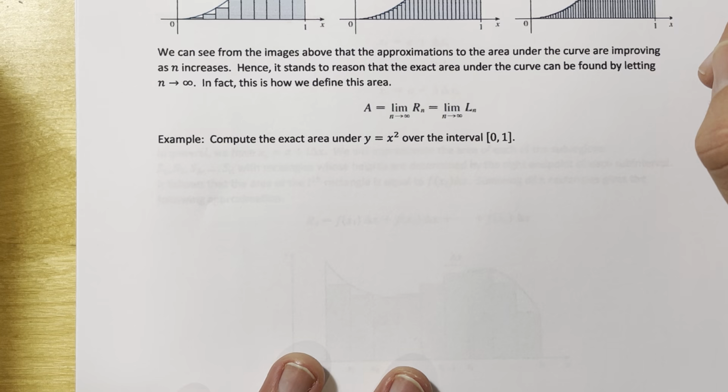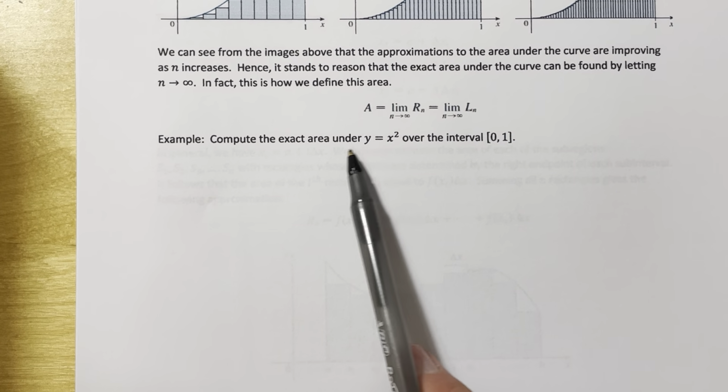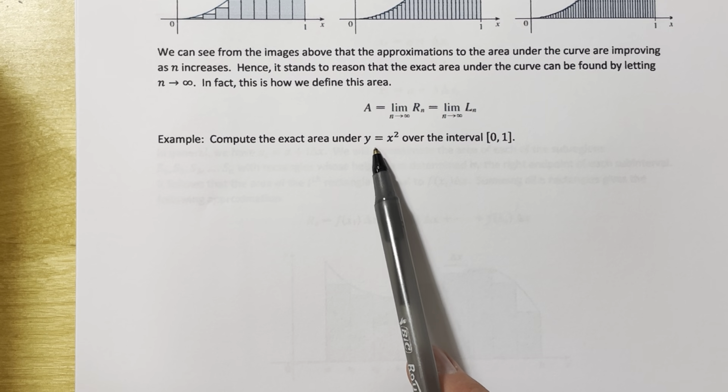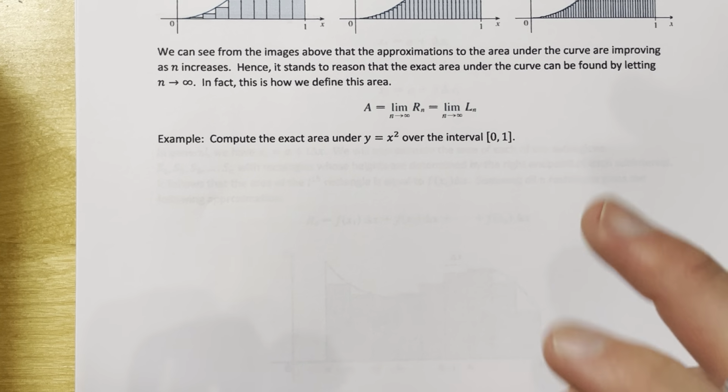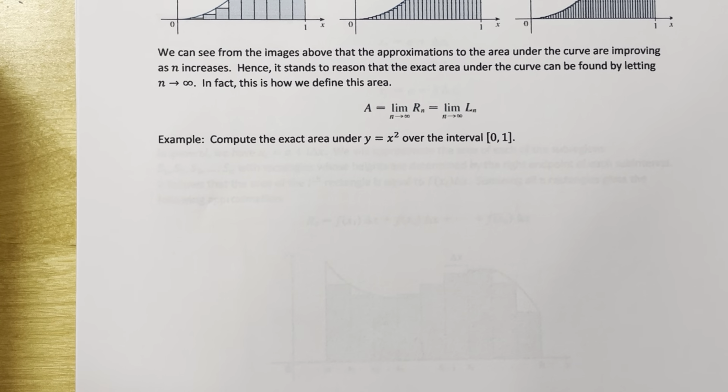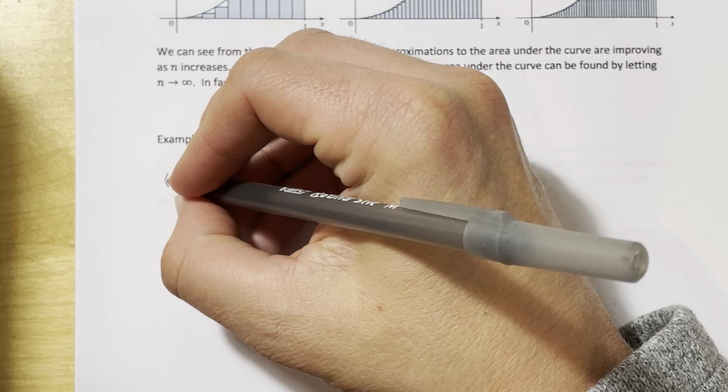So now what we want to do is compute the exact area under the curve y equals x squared over this interval. Now, how are we supposed to do that? Well, let's think about this for a moment. What would the sum of, let's just say, n rectangles look like? Well, if I were to do that, let's think about our interval for a moment.